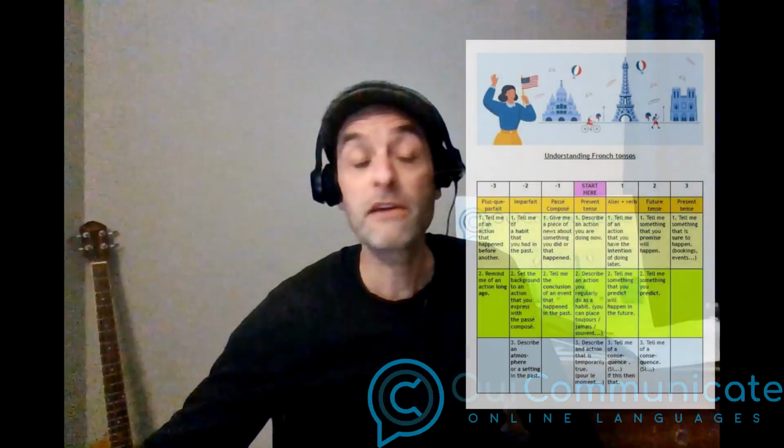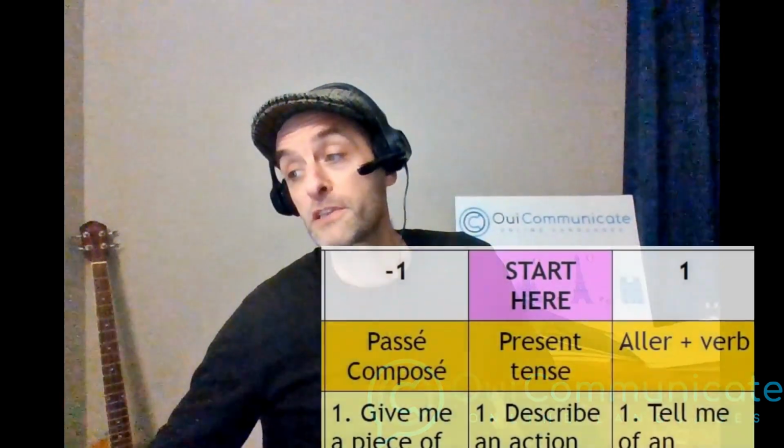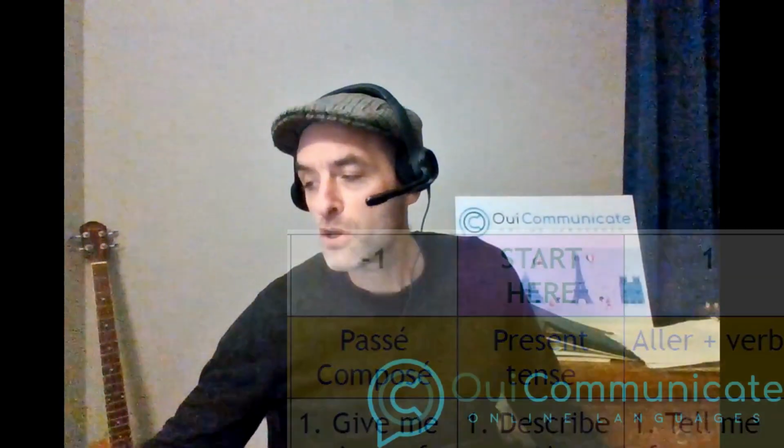And once you have the PDF, what do you see? Well, you see a grid. You see a PDF with a grid with all the tenses that we'll be speaking about, and we'll be talking about the different functions for each French tense, or at least most of the French tenses. Well, the starting point is the middle column, the pink square that says start here. And we'll start with the present tense.